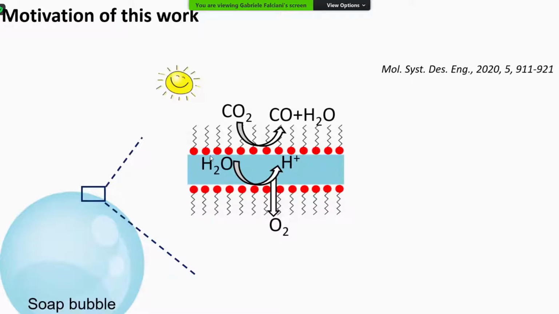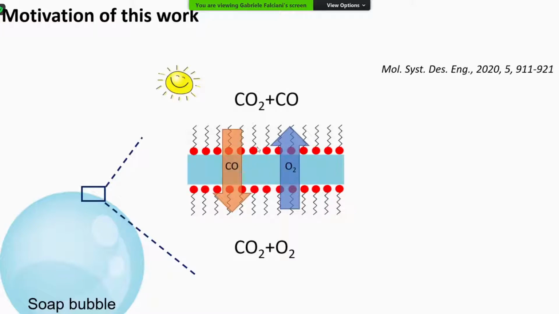And the soap film is actually separating the two produced gases. However, these gases will tend to diffuse from one side of the membrane to the other, driven by the presence of a concentration gradient. So we need to understand this gas permeation dynamics in order to understand the time scale of this diffusion process, since we do not want our fuel, the CO, to diffuse into the other compartment, and the same for the oxygen. So we developed the multi-scale modeling that I'm going to present.